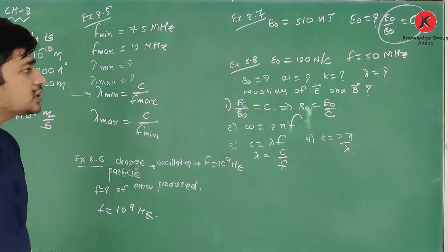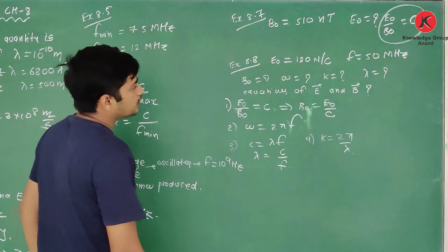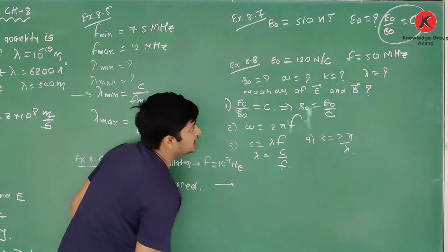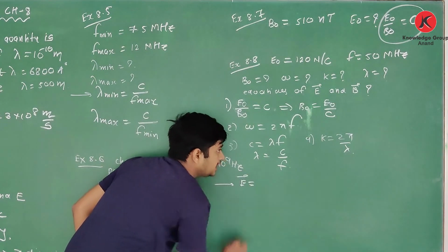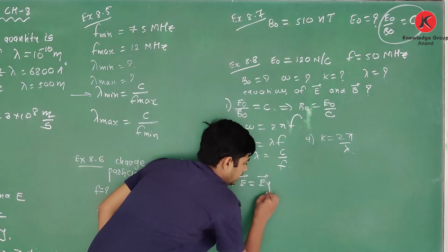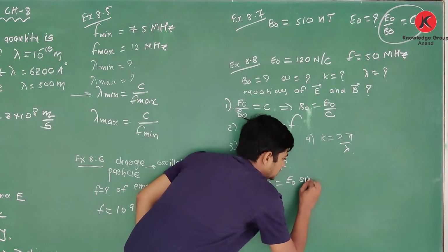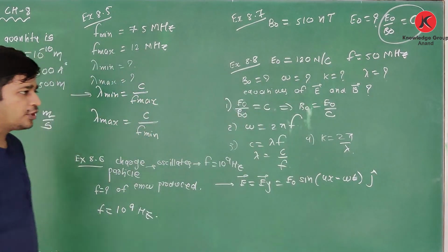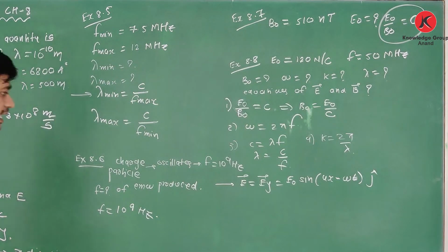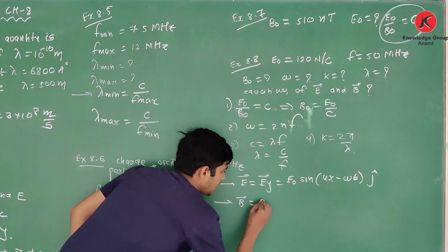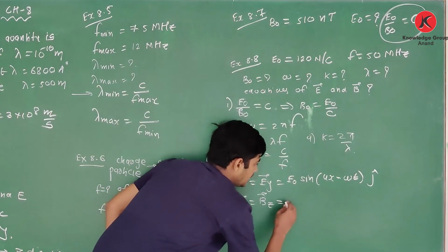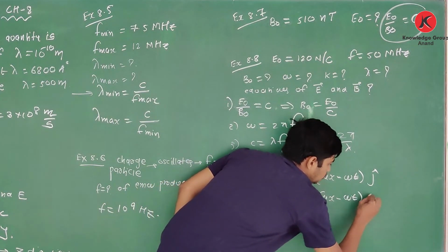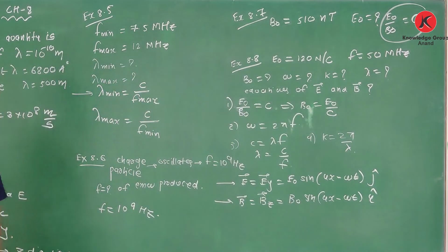Okay. Now equations of electric field and magnetic field. Let the electric field E be EY. Its equation will be E0 sin(kx minus omega t) j cap. Put each and every value, you will get your answer. And the last one is the magnetic field, B is Bz, equal to B0 sin(kx minus omega t) k cap. Clear about this?